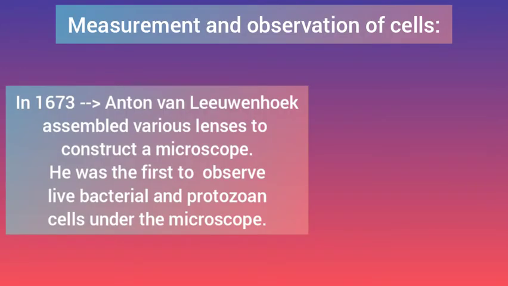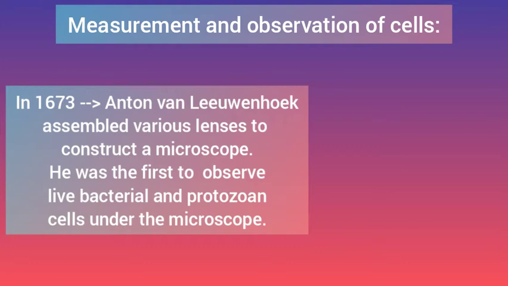Then measurement and observation of cells. In 1673, Anton van Leeuwenhoek assembled various lenses to construct a microscope. He was the first to observe live bacterial and protozoan cells under the microscope. As you can see in the picture given on the right hand side of this screen, a compound microscope is given.